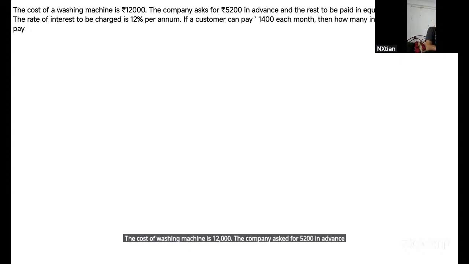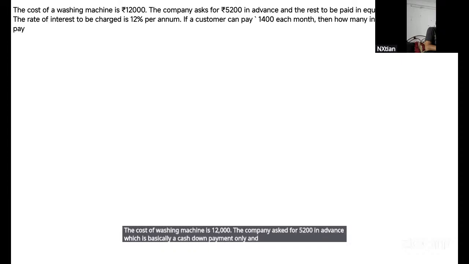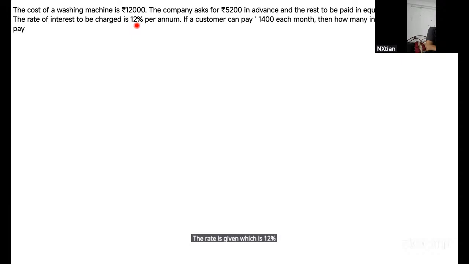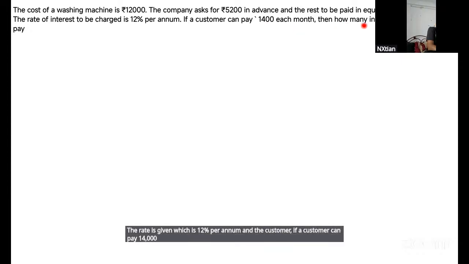The cost of a washing machine is 12,000. The company asks for 5,200 in advance, which is basically a cash down payment only, and the rest to be paid in equal monthly installments. The rate is given, which is 12% per annum, and if a customer can pay 1,400 each month, then how many installments does he have? Now, basically, we have the installment amount.